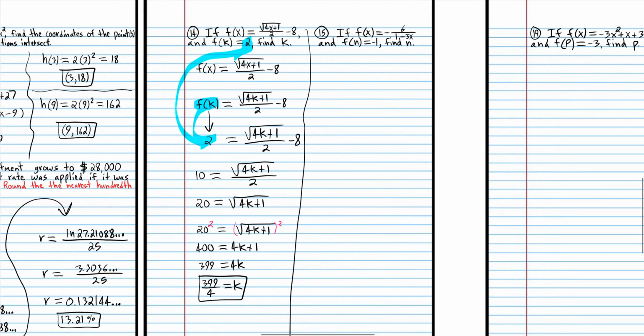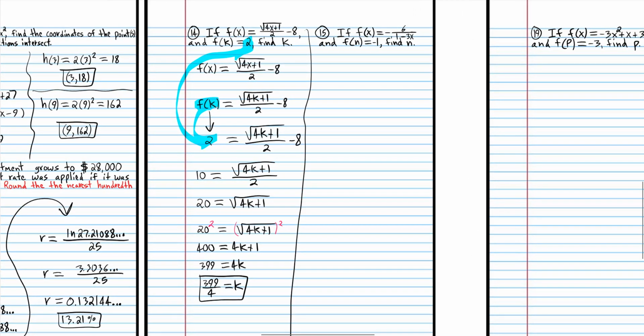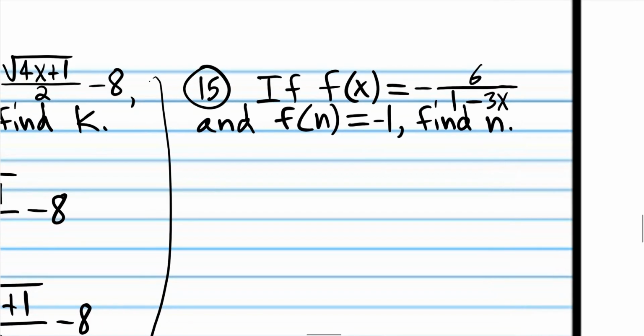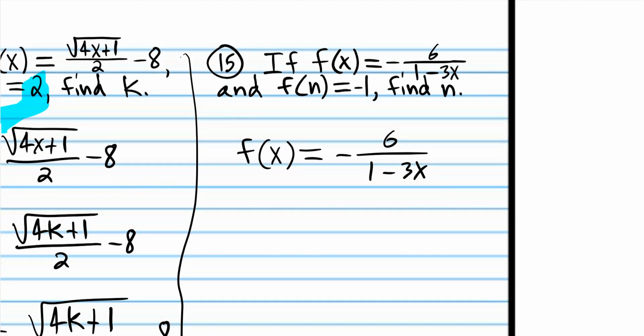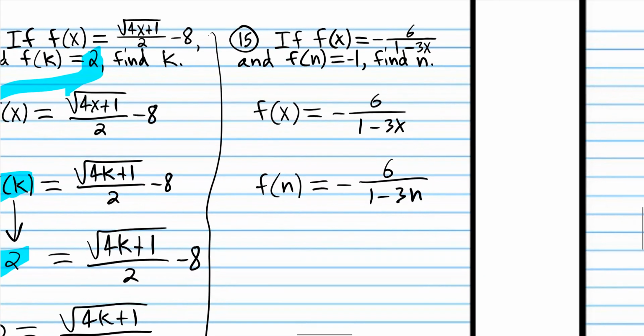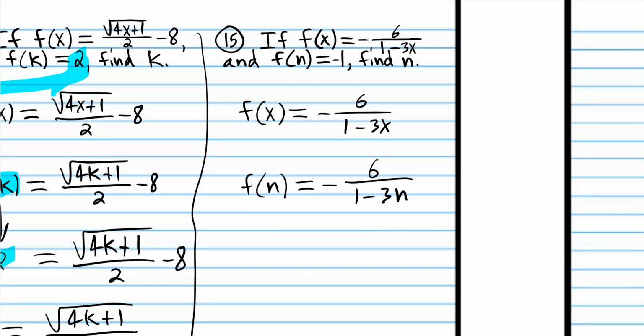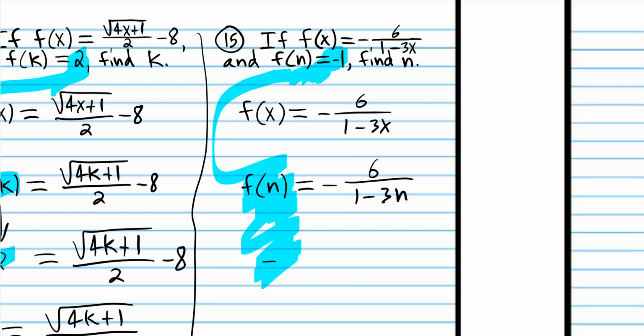Okay, go ahead and try number 15. When you come back, we'll do it together. All right, we're back. So the problem tells us that f of x is equal to negative 6 over 1 minus 3x. If that's true, then that means that f of n is equal to negative 6 over 1 minus 3n, because you're just plugging in n for the input. But they tell us up here that if you plug in n for the input, you get negative 1 for the output. So we can just change that to negative 1.